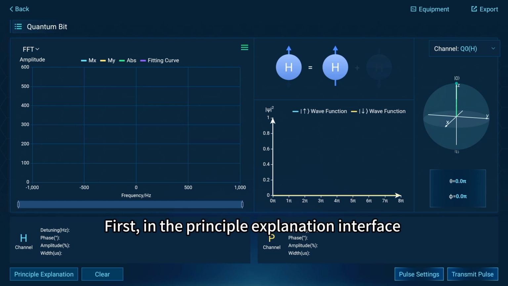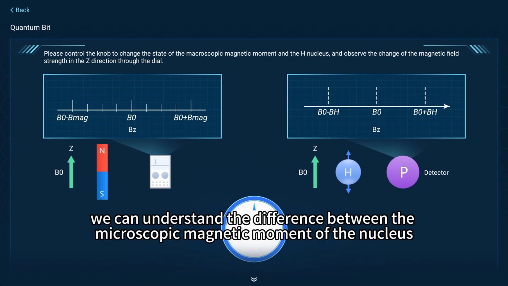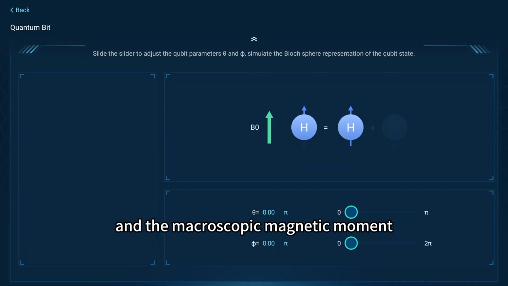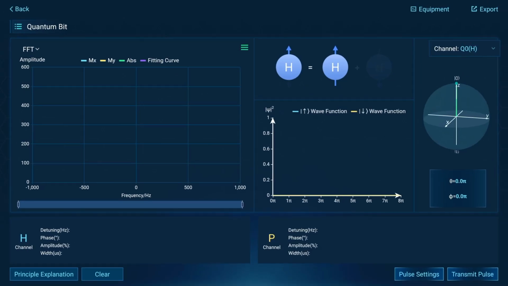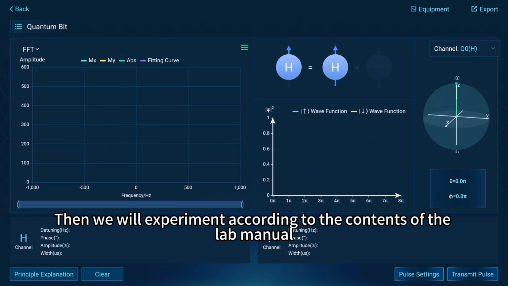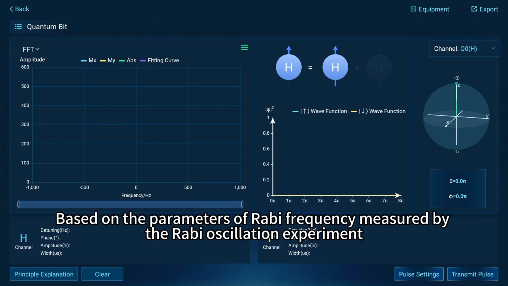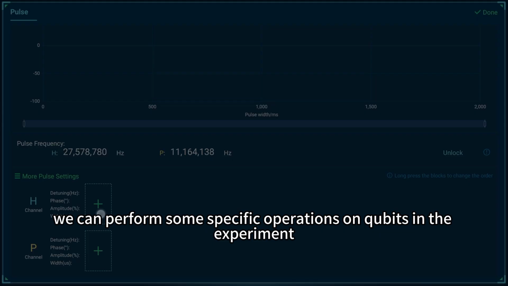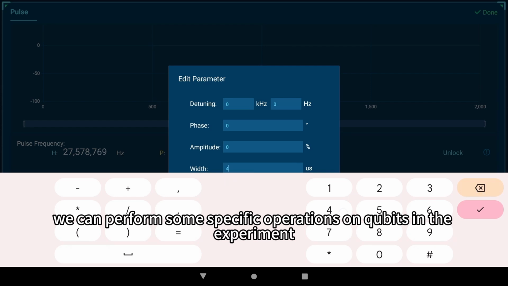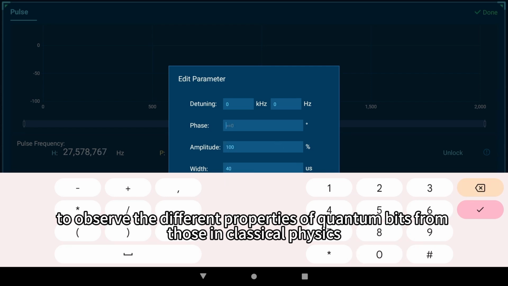First, in the principal explanation interface, we can understand the difference between the microscopic magnetic moment of the nucleus and the macroscopic magnetic moment, as well as the physical model of the qubit. Then we will experiment according to the contents of the lab manual. Based on the Rabi frequency parameters measured by the Rabi oscillation experiment, we can perform some specific operations on qubits in the experiment to observe the different properties of qubits from those in classical physics.